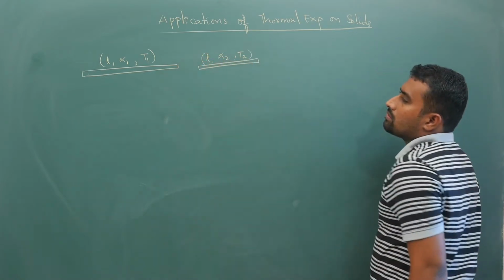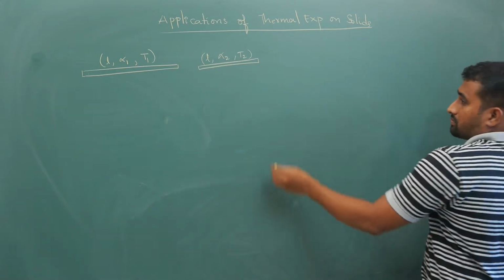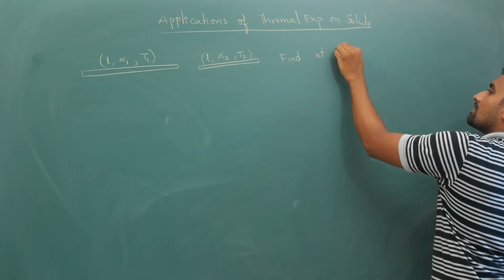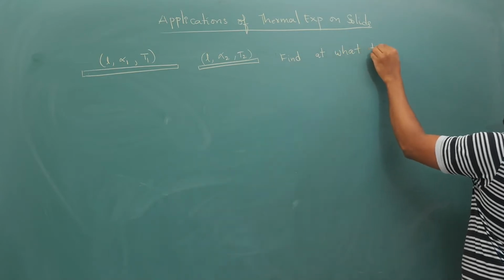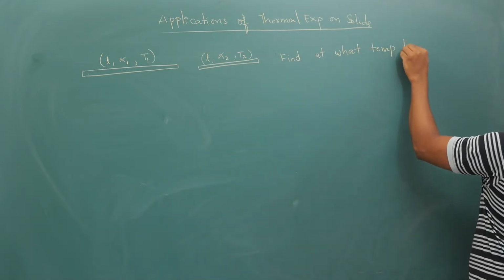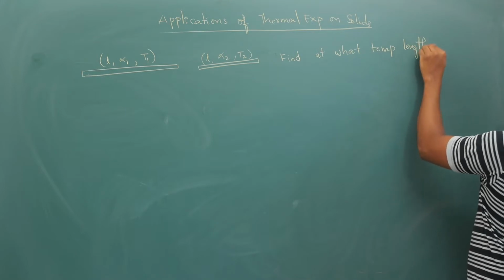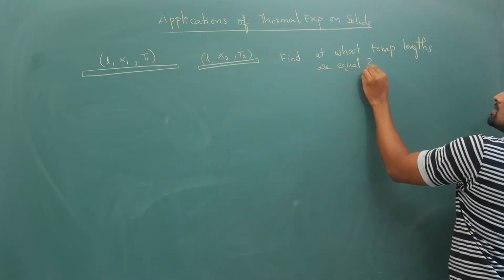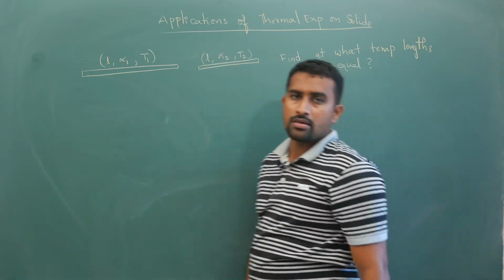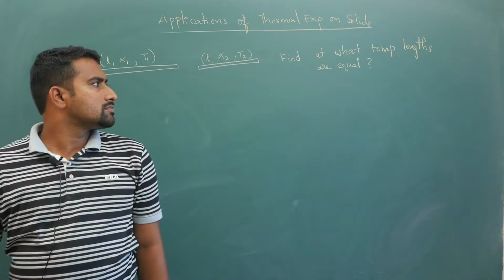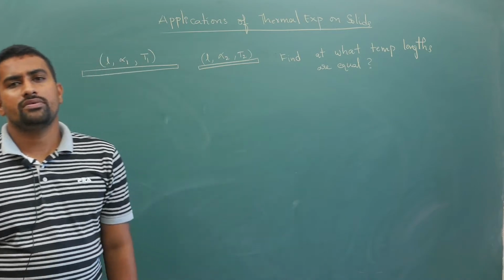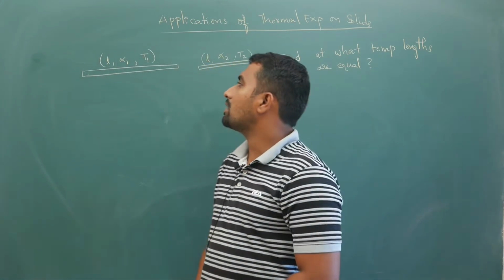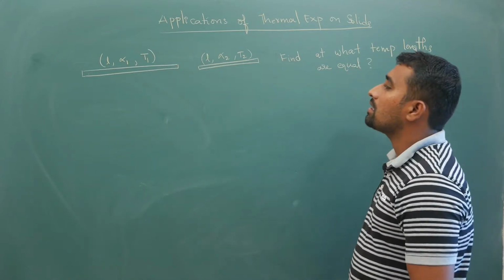Now find at what temperature the lengths are equal. Once again, this is the question: find at what temperature the lengths are equal. Try this. Pause the video clip, try it, then I will explain the answer. At what temperature are the final lengths once again equal?